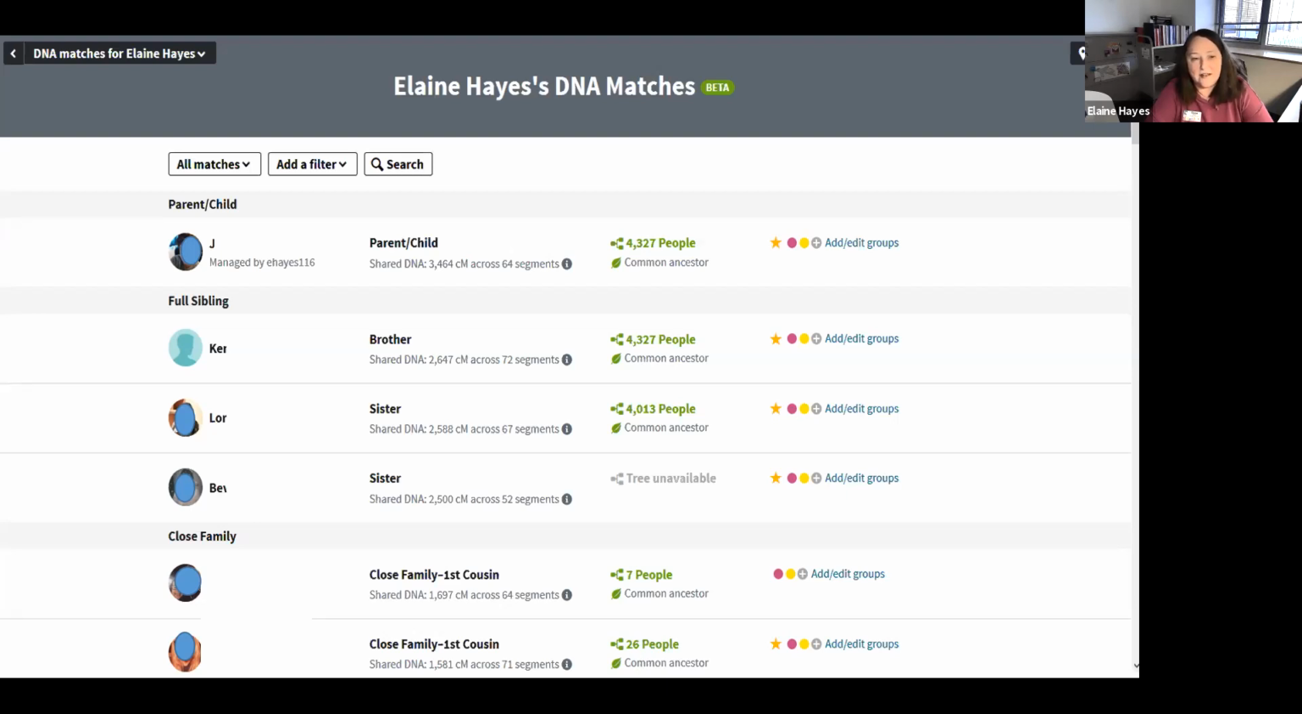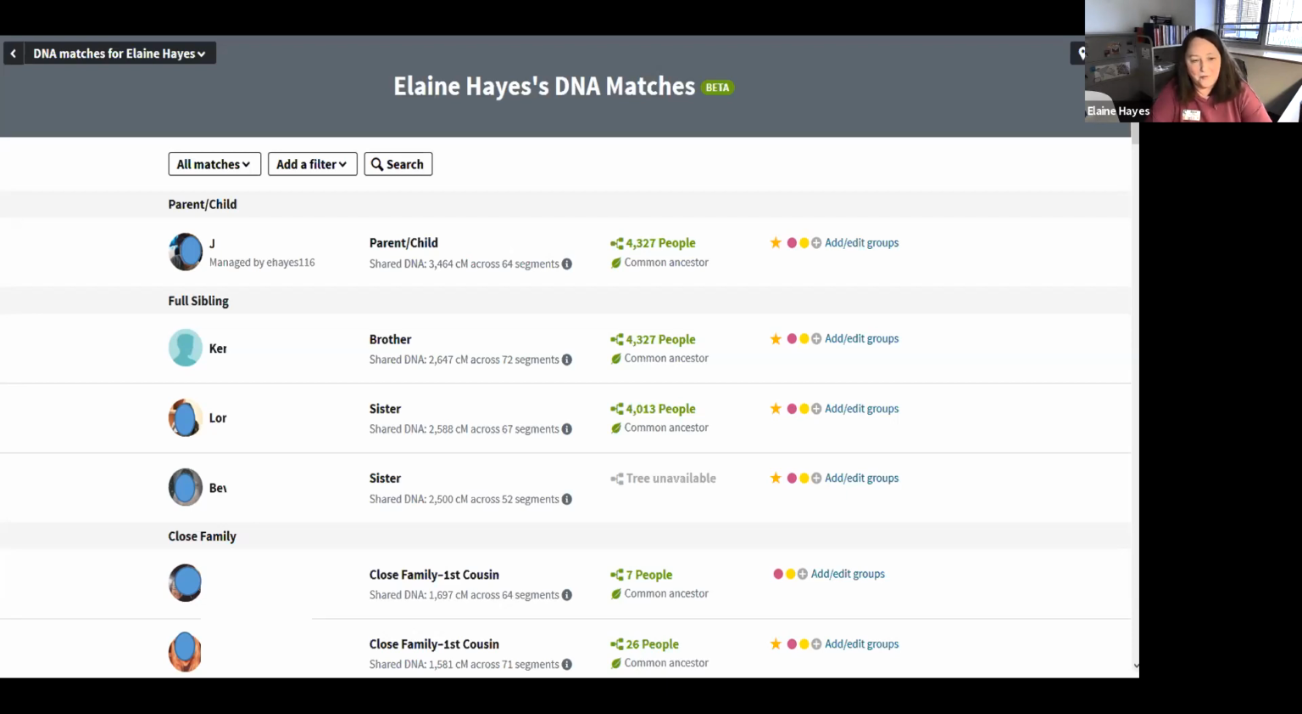It also says our amount of shared DNA, in my daughter's case, 3,464 centimorgans, which is just a measurement of DNA across 64 different segments in our DNA. We have our family tree, which is 4,327 people, and the little green leaf, which is the way Ancestry's hints work, says Ancestry has found a common ancestor for us, which we should have.